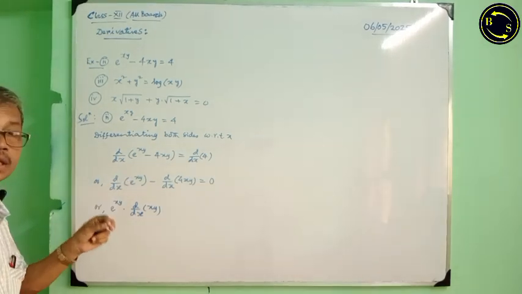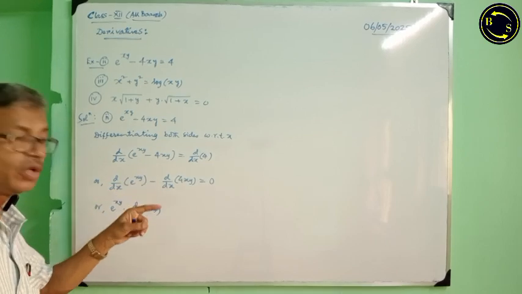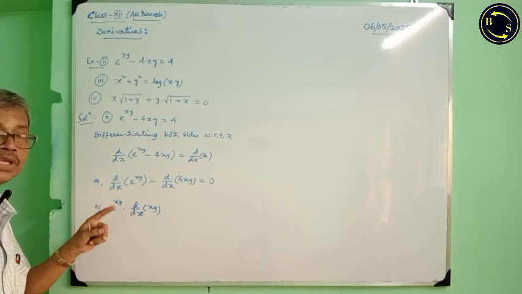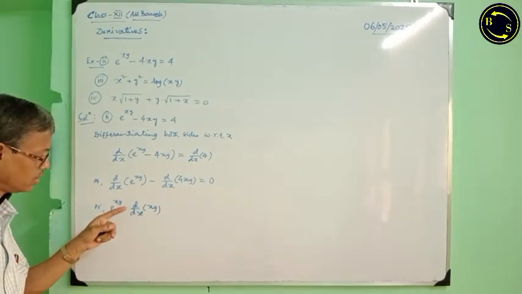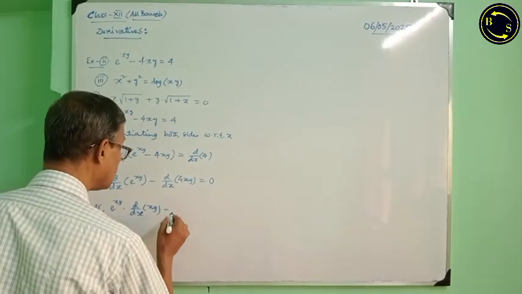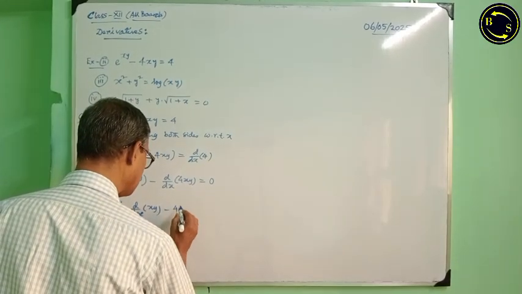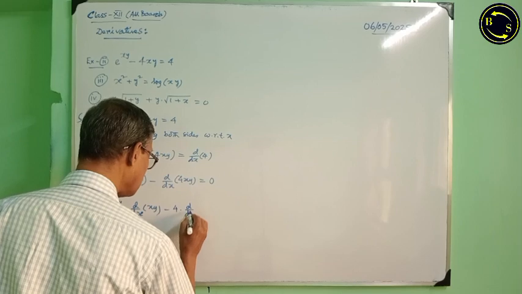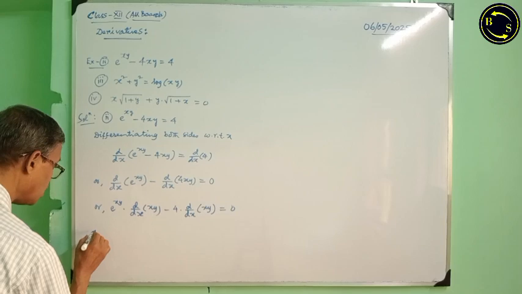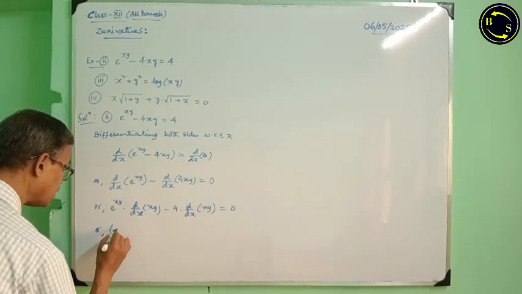Follow this step. You consider xy as u, then e to the power u. You differentiate with respect to u, you get e to the power u. See this. Then du/dx product, minus d/dx of 4xy. 4 is constant, therefore 4 is taken outside, into d/dx of xy, that is equal to 0. Now I see this one is common. I take that.